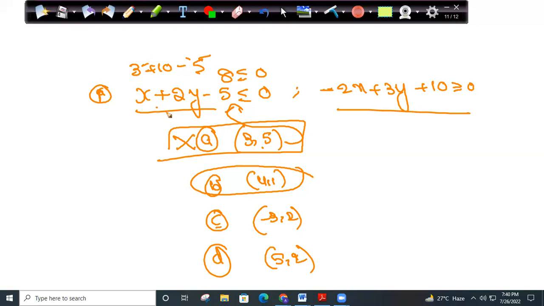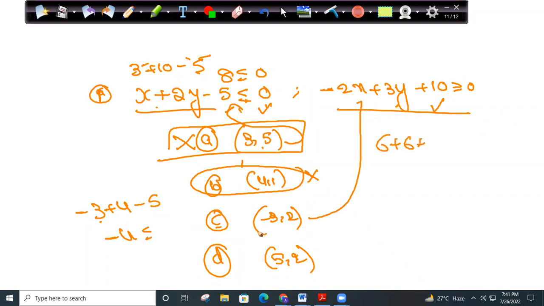If I take minus 3 comma 2: if it is wrong for even one inequality, it cannot be the answer, because if this is a solution, it should satisfy both of them. Then only it makes sense. Next is minus 3 comma 2: minus 3 plus 4 minus 5 is minus 4. Yes, this is satisfying, so check the other one also. 6 plus 6, yes, this is also satisfying. Minus 3 comma 2 satisfies both the inequalities, hence C for Chennai should be your answer. Okay, understood? Very simple.